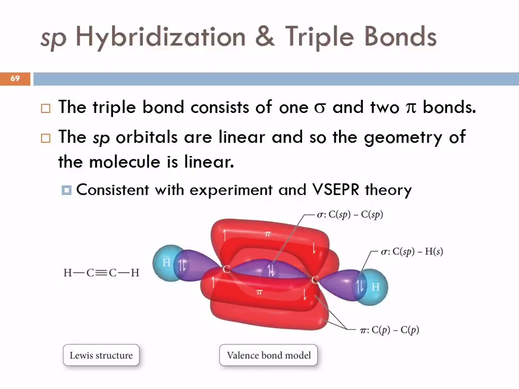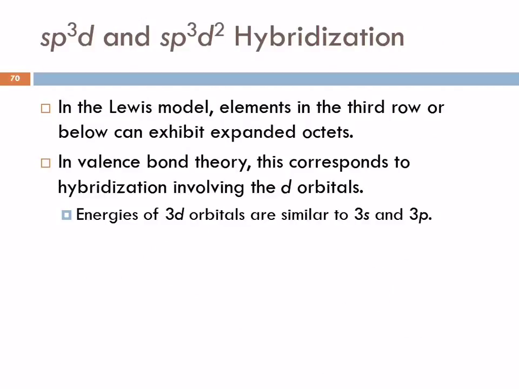Any questions? What do you think? Is there going to be rotation around that triple bond? No. In order to rotate around this triple bond, you'd have to break this pi bond and that pi bond. This is not going to happen. Same thing with the double. You'd have to break the pi bond to get rotation.